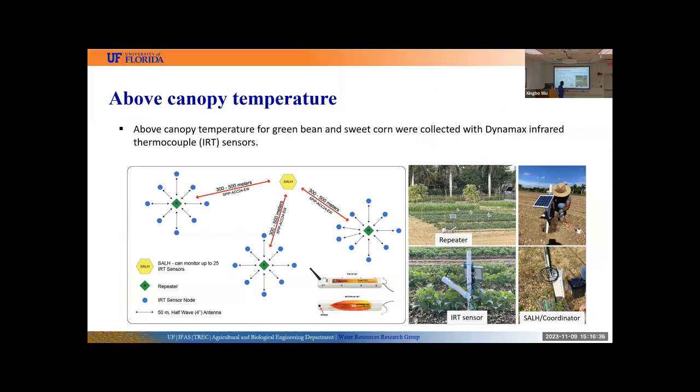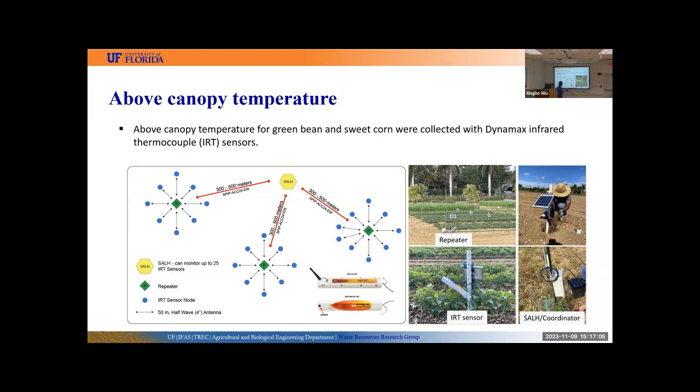That yellow one is the coordinator, and this green one is the repeater, and these blue dots are the IRT sensors. So the IRT sensors collect the canopy temperature of green beans and sweet corn and transfer this data to the repeater, and the repeater receives the information and sends it to the coordinator, and we download the data from the data logger at the coordinator.